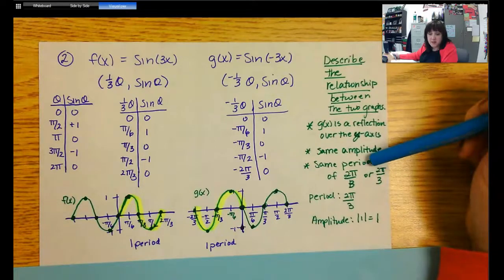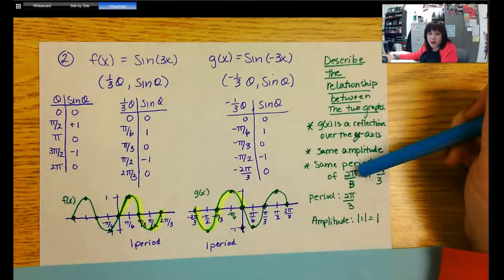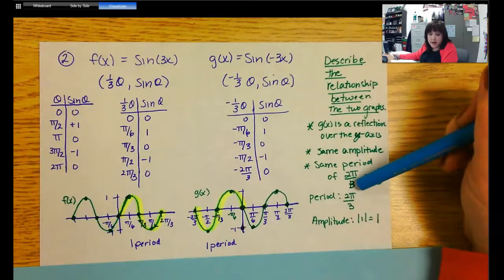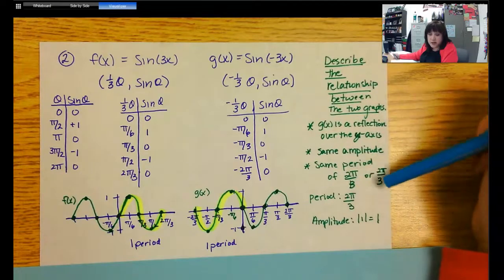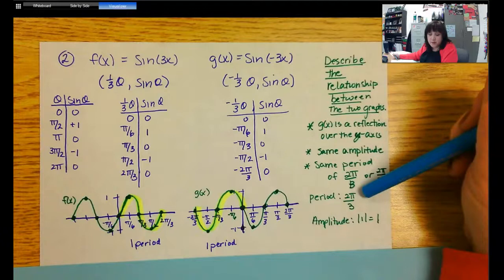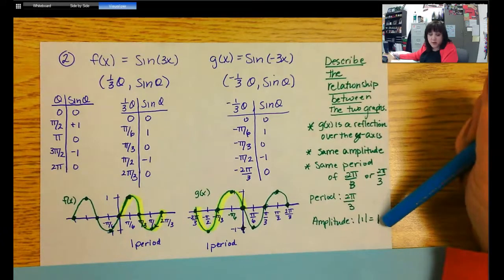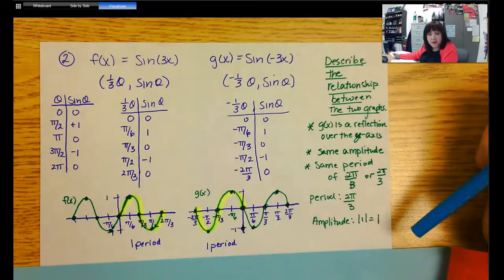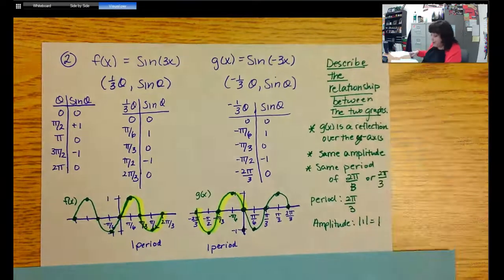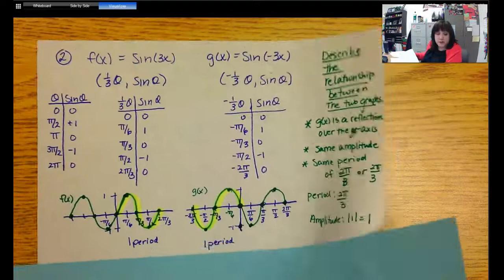They have the same period because you would take 2 pi, which is the original period for sine, and divide it by the b value, which is 3. So now I get 2 pi over 3. That's my period, and that's the same for both of them. And they also have the same amplitude, which would be 1. There are lots of other things that you could say. Those are just some of the descriptions between the two.